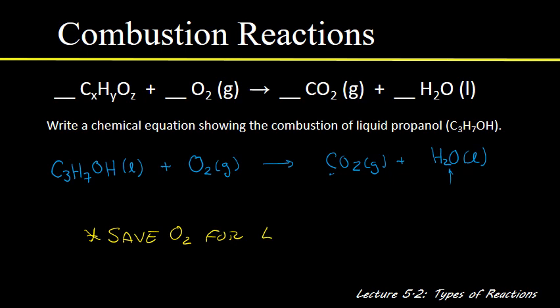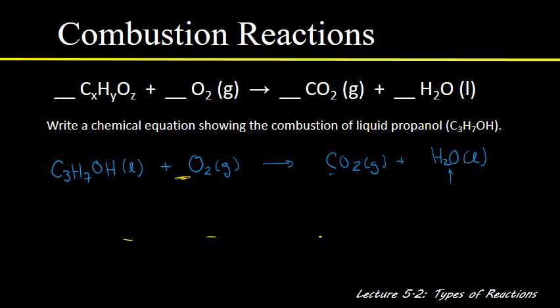There are two tricks. The first one is save the oxygen for last. The reason for that is you can balance everything else very, very easily, and then figure out how many oxygens you've got on the right-hand side, and then based on that, figure out what coefficient you need there on the left. You can put that in, and you can fix the oxygens without messing up anything else that's already been balanced. So saving the oxygen for last is always a good idea in combustion reactions.